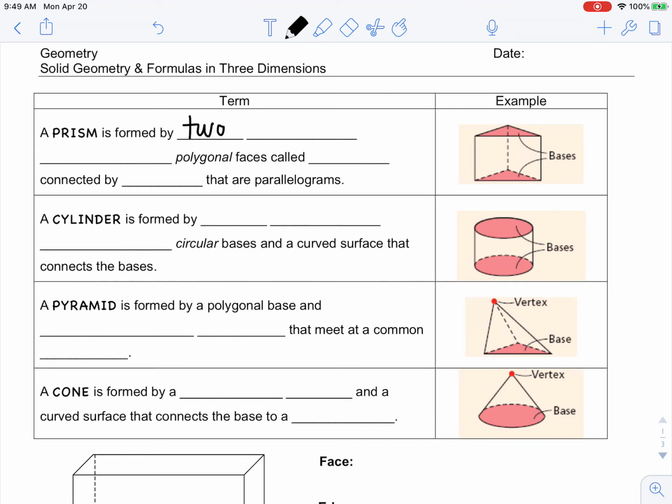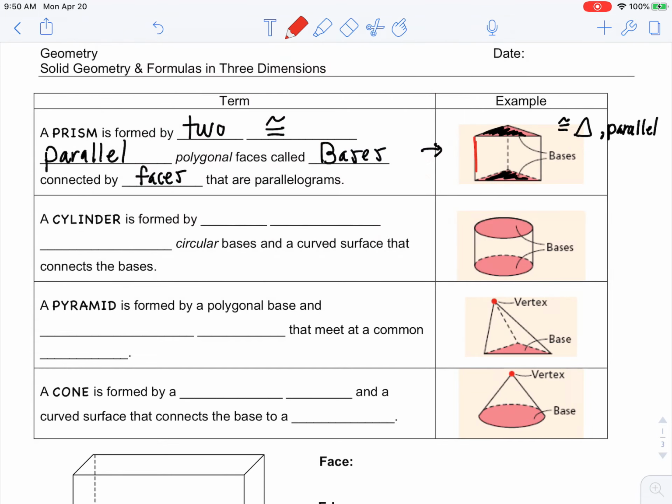A prism is formed by two congruent, parallel, polygonal faces that are called the bases of the prism. These are connected by faces that are parallelograms. So as we look at this example right over here, we can see that at the top and the bottom, we have these triangular surfaces. Each of these triangles are congruent. You can also see that they are parallel to each other, and these are what we refer to as the bases.